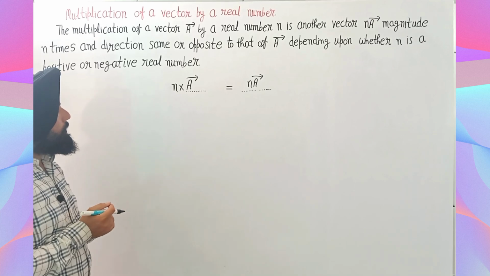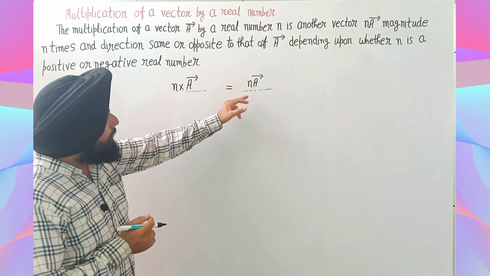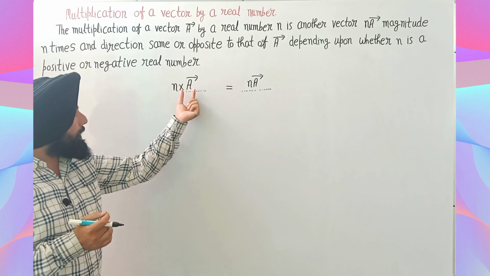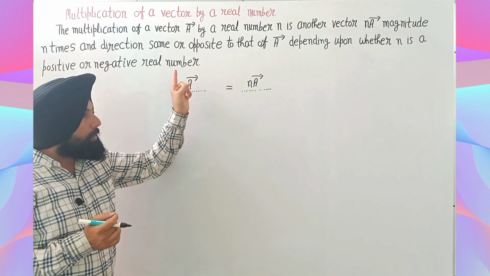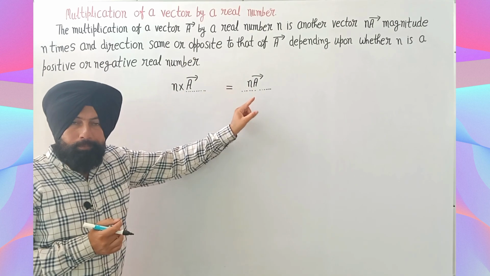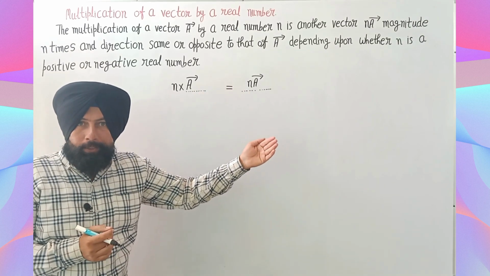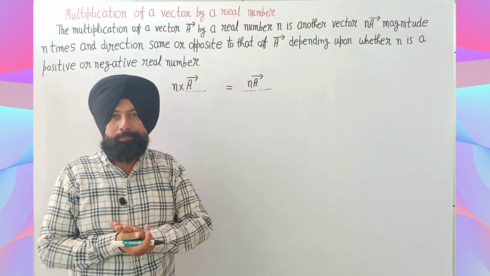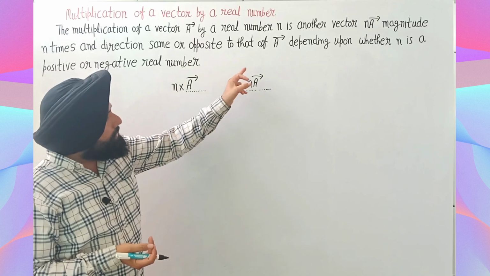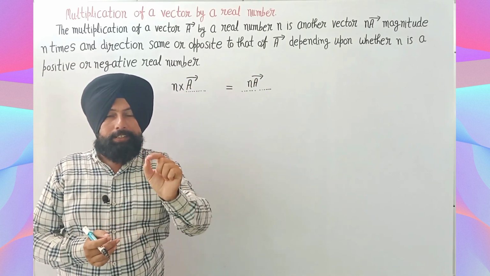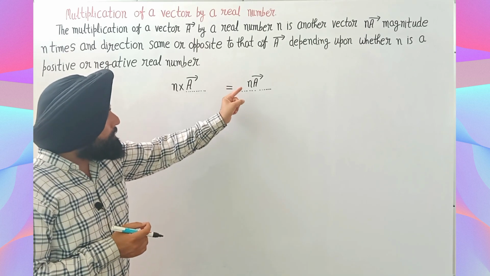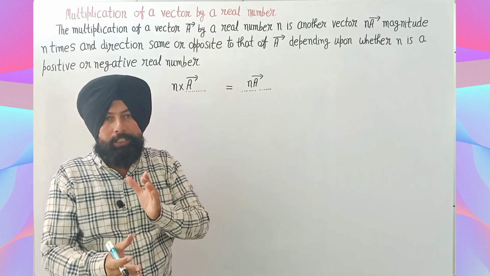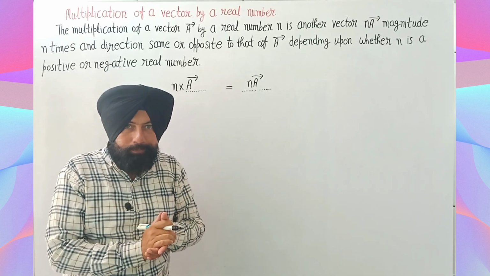Secondly, we will discuss its direction. Because a vector multiplied by a real number is now another vector. Its magnitude changes n times. Now what will be its direction? Its direction depends on n, the real number, whether it is positive or negative.